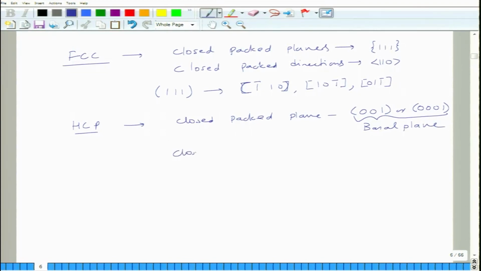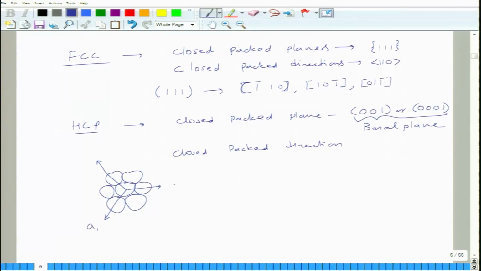And the close packed directions, you have only... if you look at the hexagonal system, this is the plane. The close packed directions are: this is a close packed direction, this is a close packed direction, and this is a close packed direction.